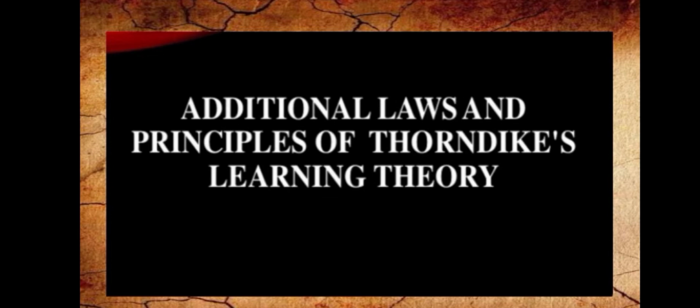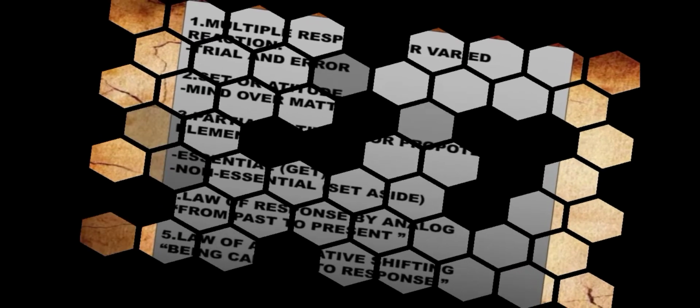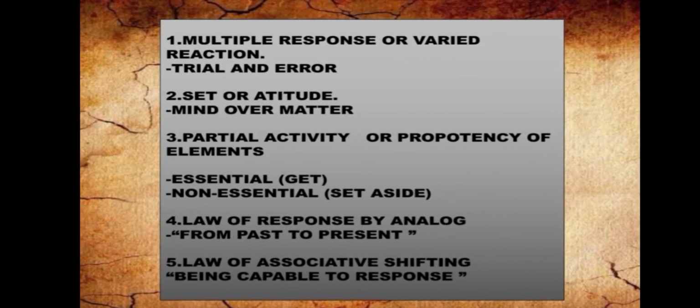Additional laws and principles of Thorndike's learning theory. First is multiple response or varied reaction, trial and error. Second, set or attitude, mind over matter. Third is partial activity or potency of elements, essential or non-essential. Four is law of response by analogy, from past to present. And lastly is law of associative shifting, being capable to respond.